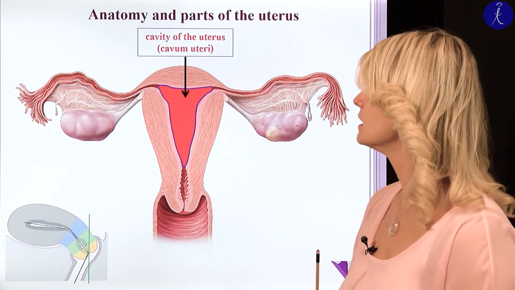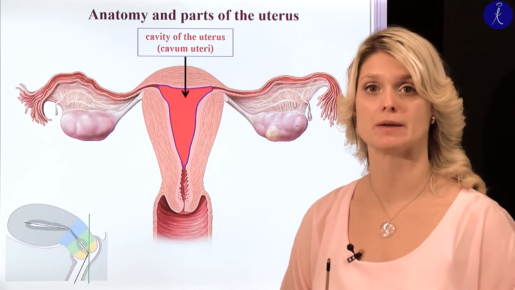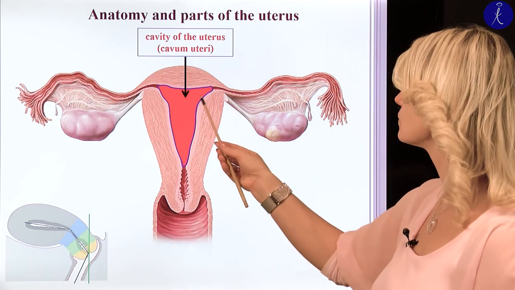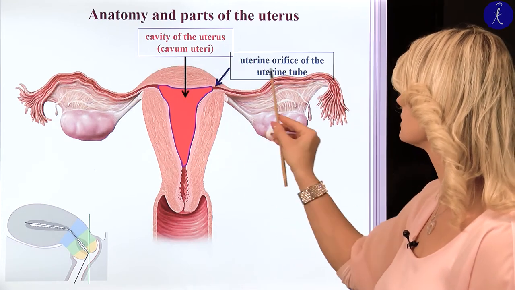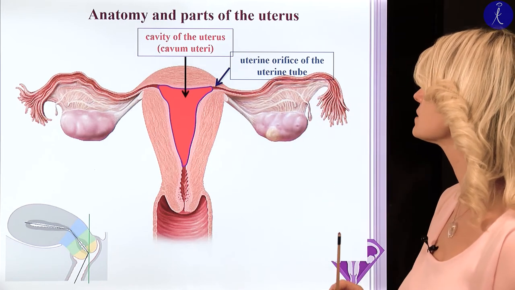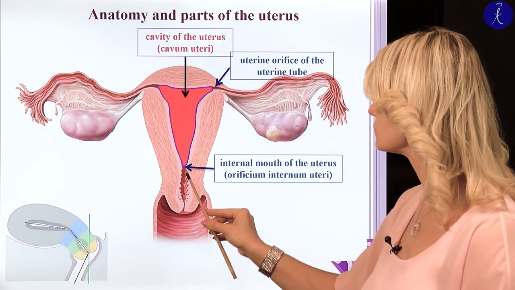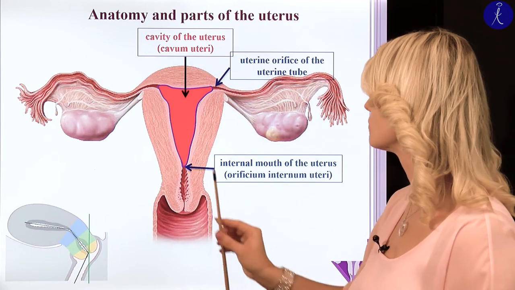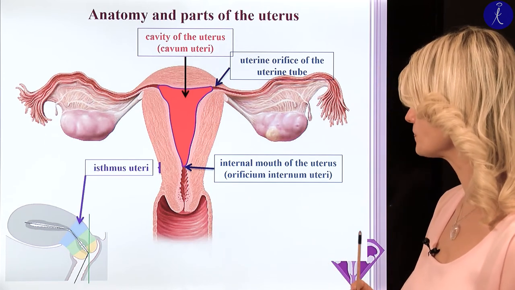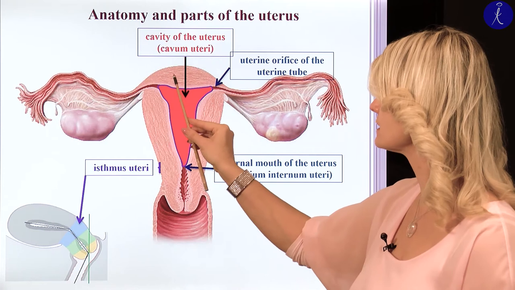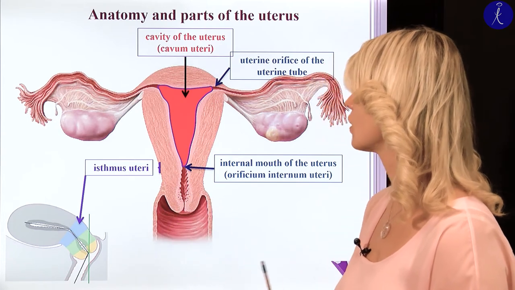If we see the cavity of the uterus within the body, we can talk about a triangular shape, very narrow lumen. This is called the cavity of the uterus, the cavum uteri. From this will originate the fallopian tube. This is the uterine orifice of the uterine tube. And there you can see the continuation of it towards the cervical canal. This is called the internal mouth of the uterus, orificium internum, the Latin term of it. This middle part, which is located at the border between the body and the cervix, this is called the isthmus of the uterus.